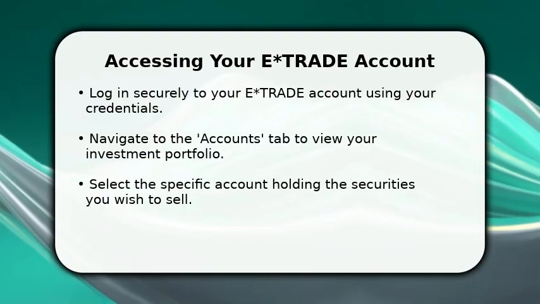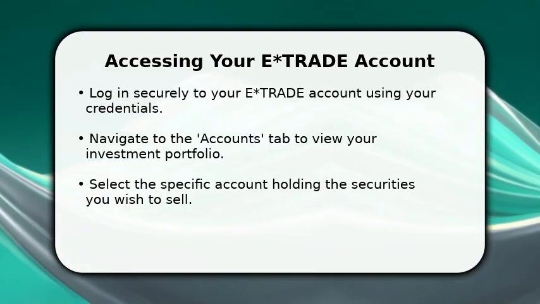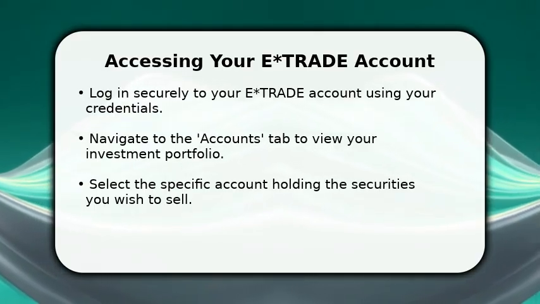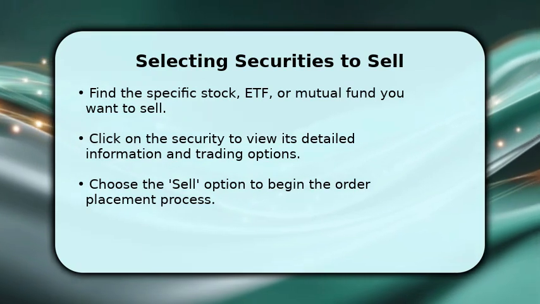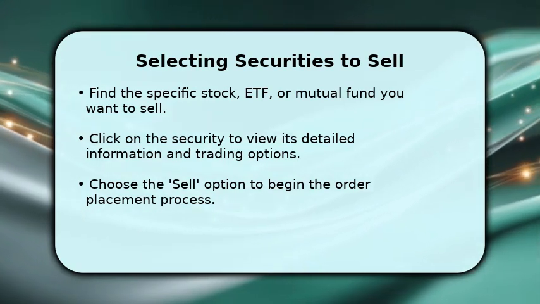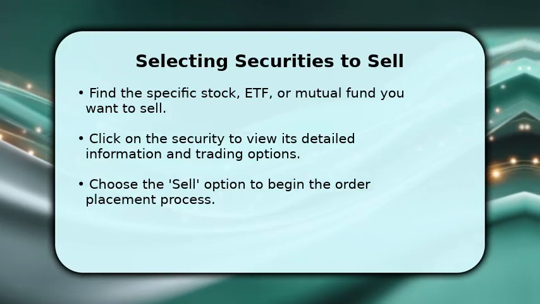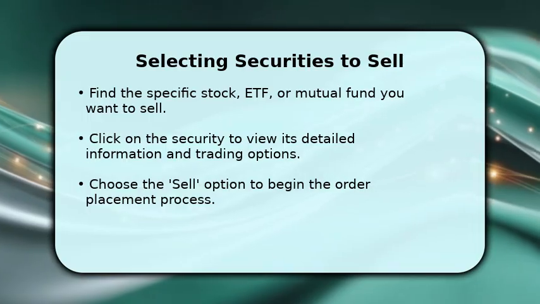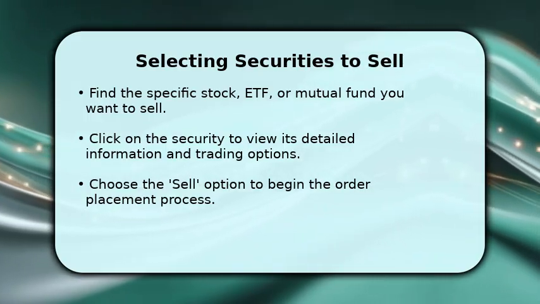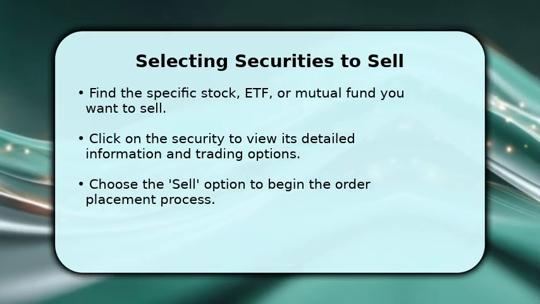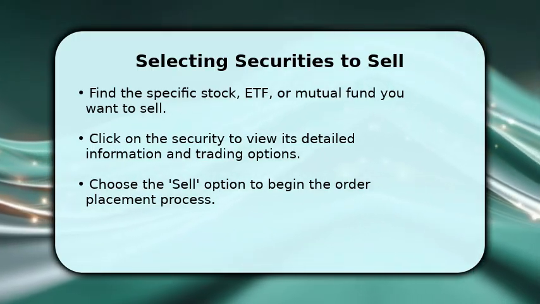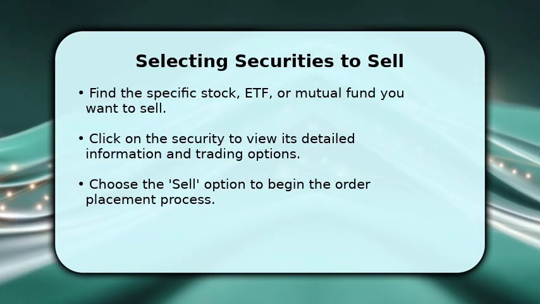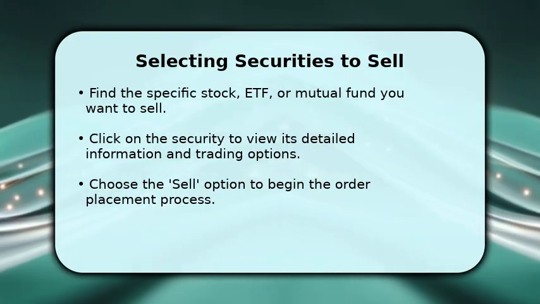From there, select the specific account that holds the securities you intend to sell, ensuring you are in the correct portfolio. Next, within your chosen account, you'll see a list of all your holdings. Identify the specific security you wish to sell, whether it's a stock, an ETF, or a mutual fund. Click on its name to access its individual details page. On this page, you'll find various actions you can take. Look for and select the Sell button, which will initiate the process of placing your sell order.